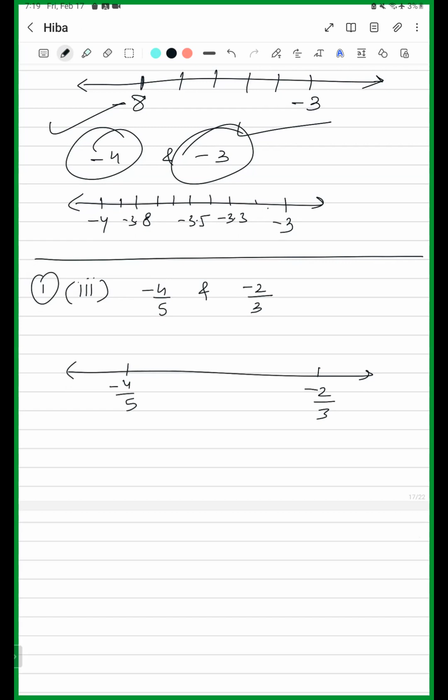Okay, I got it. So you'll make the denominator the same. You have to multiply this with 5, right? So 15. -12 by 15 and -10 by 15. Now the problem is -12 by 15 और -10 by 15 के बीच में एक आपको मिल जाएगा -11 by 15. उसके अलावा कुछ बता सकती हैं?